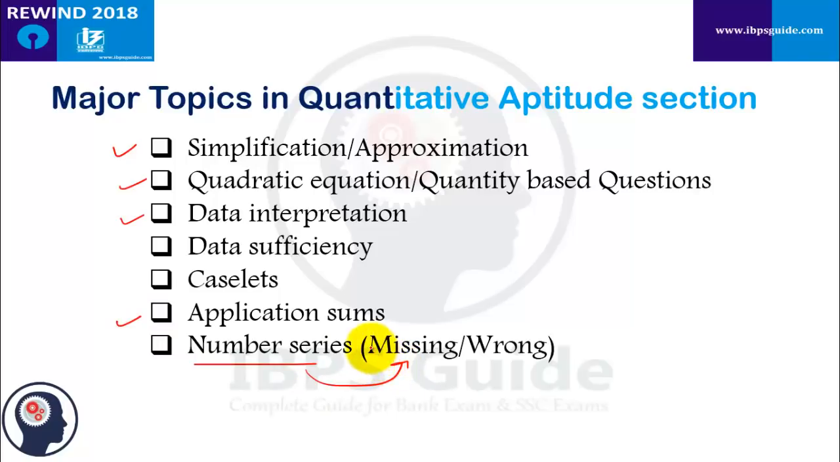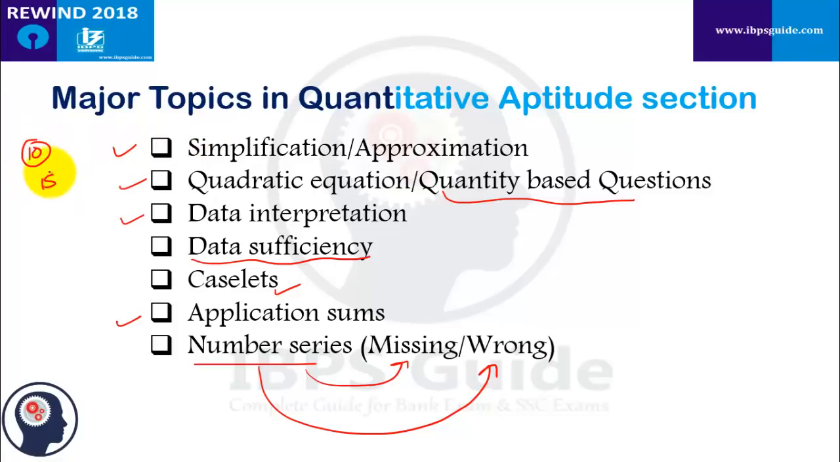But in 2018, the changes were like this: quantity-based questions were asked in some slots, data sufficiency questions were asked in some slots, and Caselet DI was introduced. The more surprising thing is that a wrong number series was asked, which normally comes in the mains exam. Also, the number of questions differed from shift to shift. Likewise in simplification, in the morning shift only 10 questions were asked, but in the evening shift 15 questions were asked. So these are the changes.